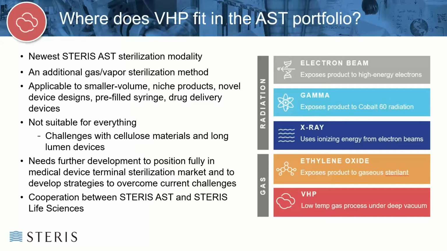The issue then with long lumen devices is that VHP just doesn't penetrate quite as well as ethylene oxide. So it's pretty good at most lumens, but for example, if you have something that's 2 or 3 foot long and only a couple of millimeters wide, VHP will struggle to get down the length of that lumen. And there are ways of working around that through, for example, changing the temperature or the amount of VHP injected into the cycle, but there's only so much we can do around that.